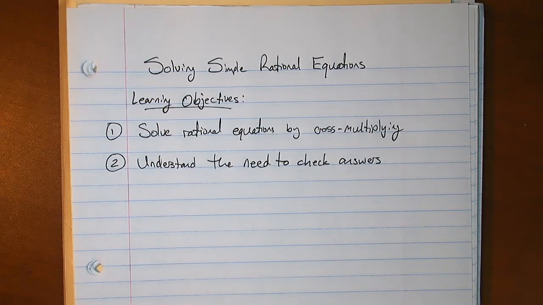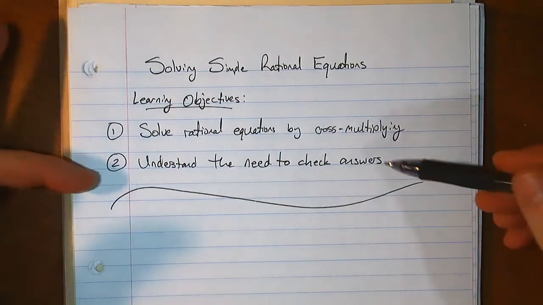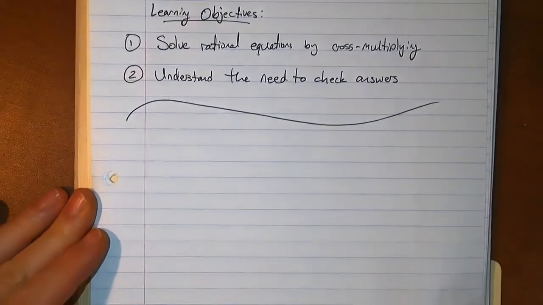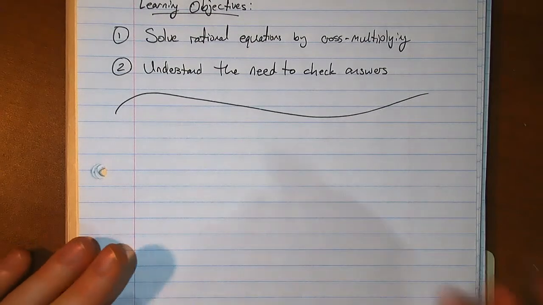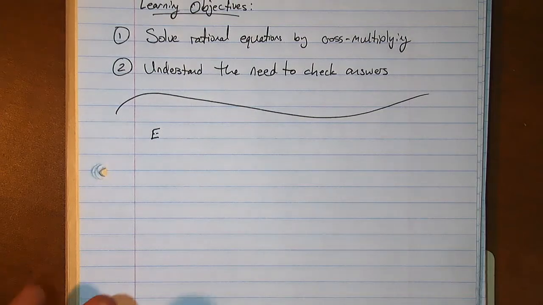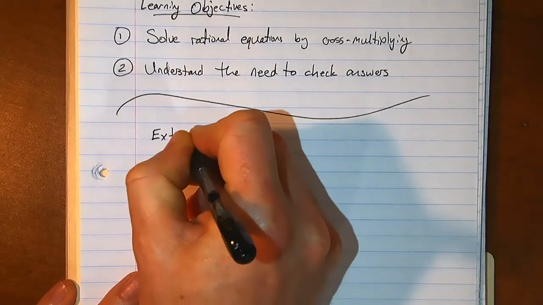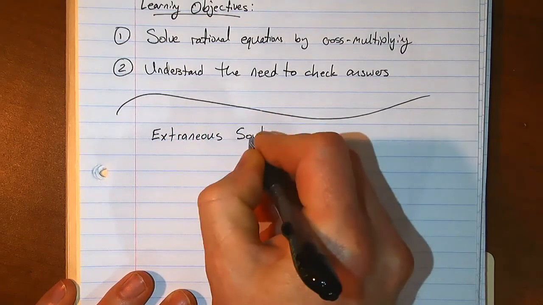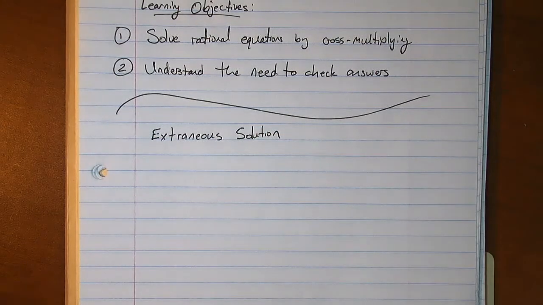So those are our learning objectives, okay? In fact, let's do these learning objectives in reverse. Let's start with the need to check answers. So as I mentioned just a second ago, it's possible to do all of your algebra completely correct and end up with an answer that does not work. When that happens, the answer that does not work is called an extraneous solution. Extraneous solution. Now that is a phrase that we will use in our class.